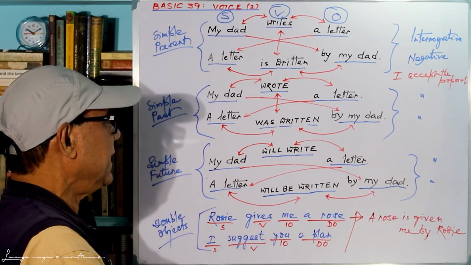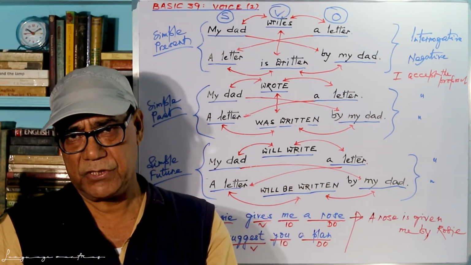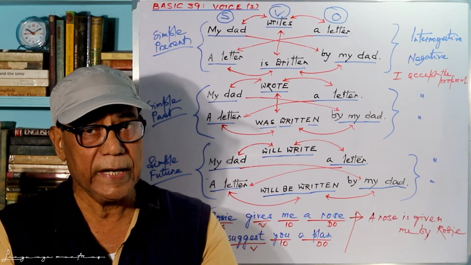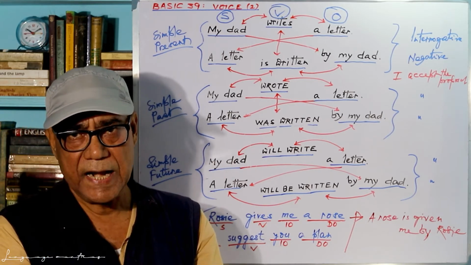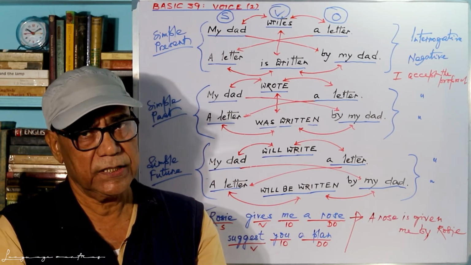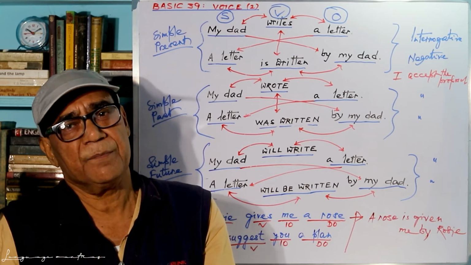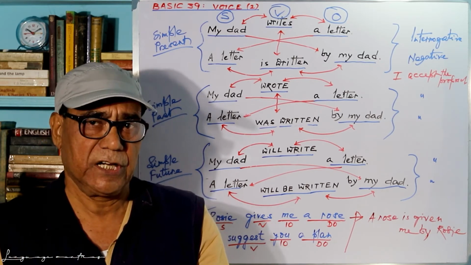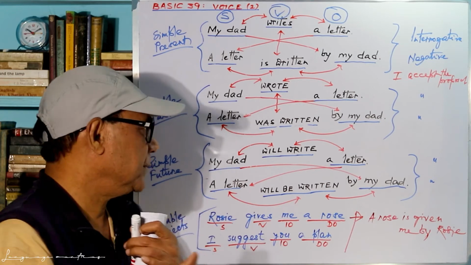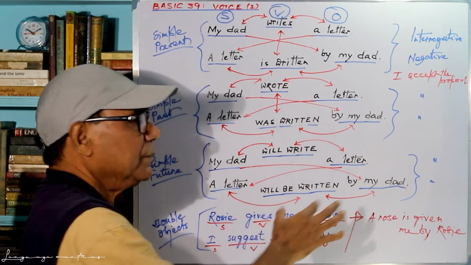Simple future. My dad will write a letter. Simple thing. My dad writes a letter. My dad wrote a letter. And in the future tense it becomes my dad will write a letter. And in the passive form, very simple. A letter will be written.